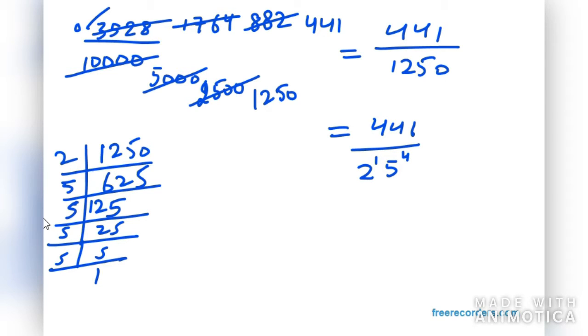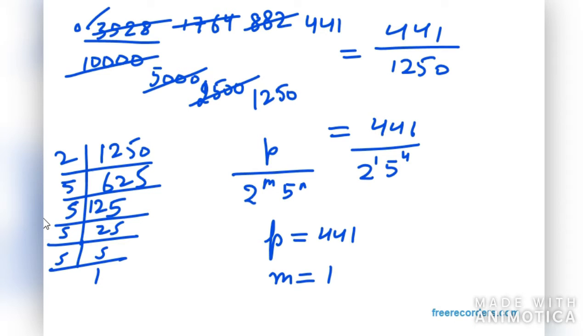So 2 is raised to power 1 and 5 is raised to power 4. So they said 2^m and they said 5^n. Now we will compare these two values. My p is 441, the upper one. 2^m, the power of 2 is 1, so therefore m value is 1. Now 5 raised to power n is equal to 5 raised to power 4. That means my n value is 4. So this is question number 21.